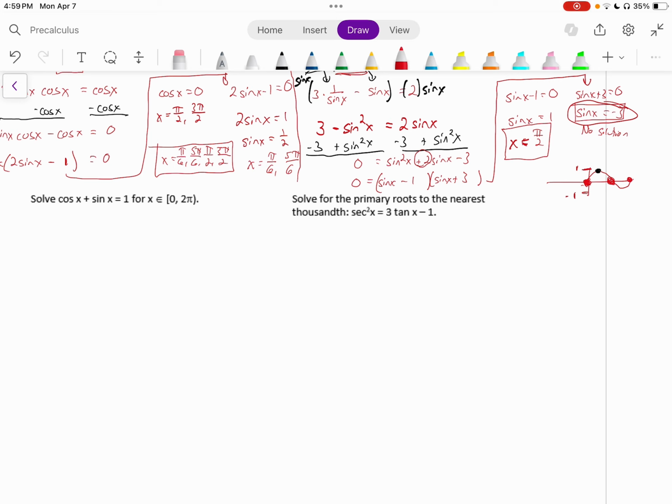Oftentimes, if we can't factor, you want things to be the same trig ratio. But we can't do that, because we can't change cosine to sine since it's not a cosine squared. However, that gives us an idea. We could square both sides. That's allowed. But just remember, when we square both sides, we have to check our solution because we could introduce extraneous solutions.